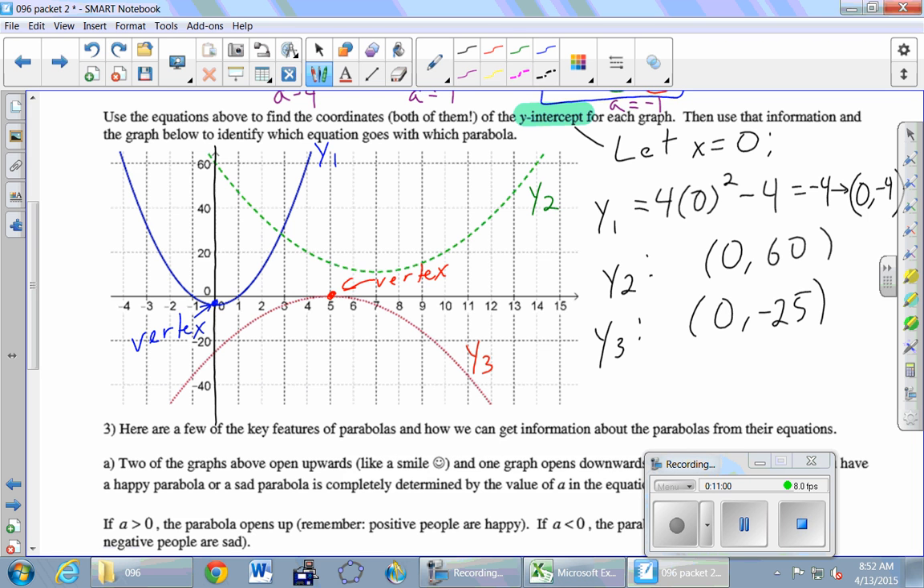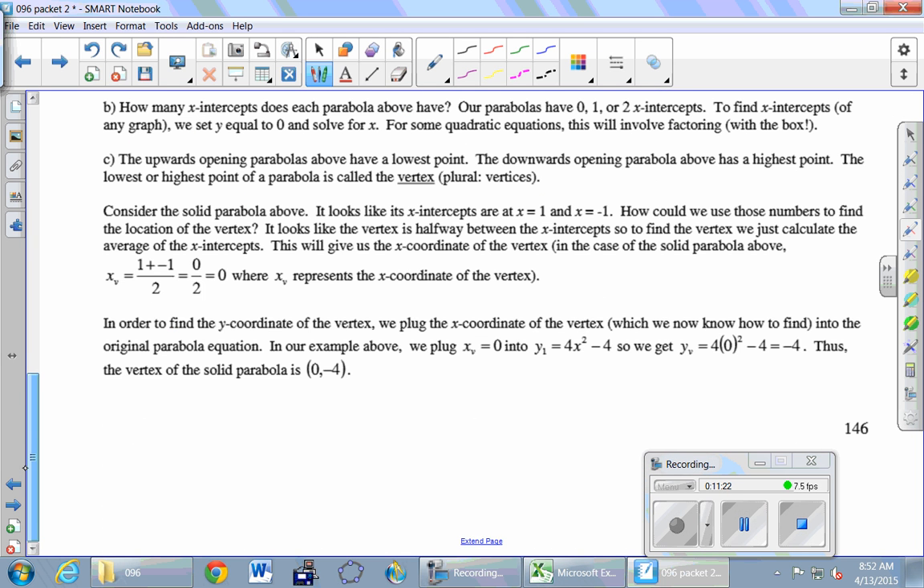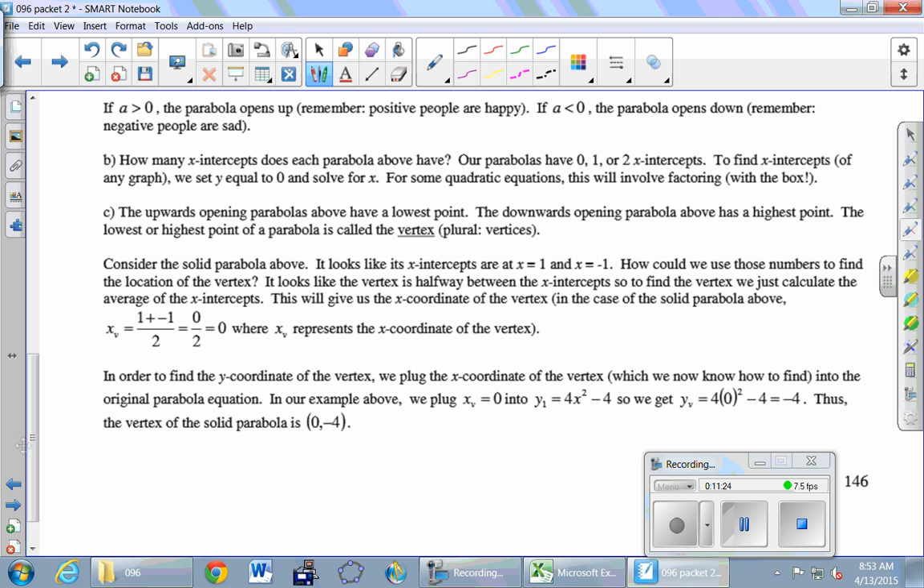Yeah, I think calling it the middle is a reasonable thing to say. It's a place where the behavior changes. If it was going up until the vertex, like the red, then it starts to go down after the vertex. The vertex for the green one is at 7, comma, I don't know, 12, something like that. Okay, more about vertices. Let's keep going here.